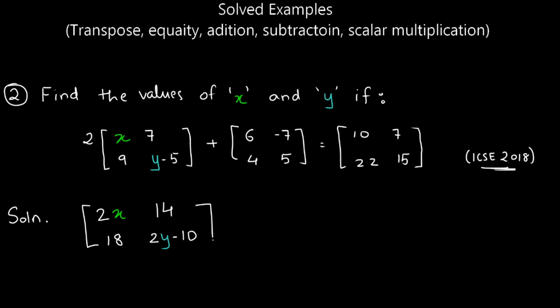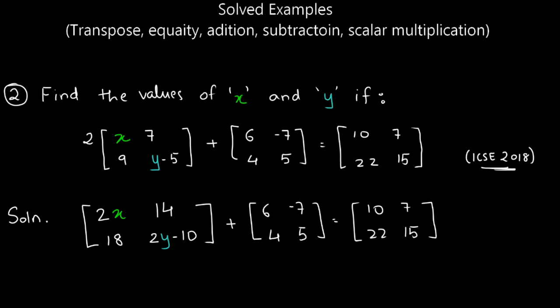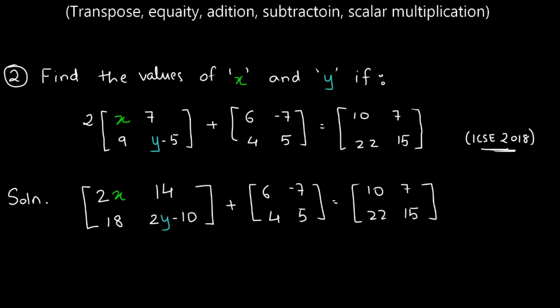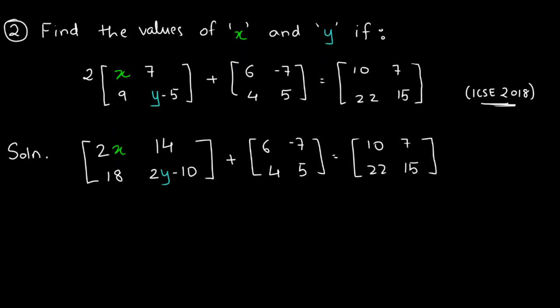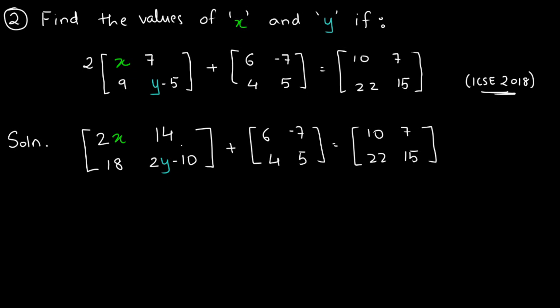So first we perform the scalar multiplication, and now the second matrix, which is over here, 6, minus 7, 4 and 5, and all of this is equal to 10, 7, 22 and 15. Next step, we will perform the matrix addition on the left hand side. Remember, matrix addition is performed element wise.